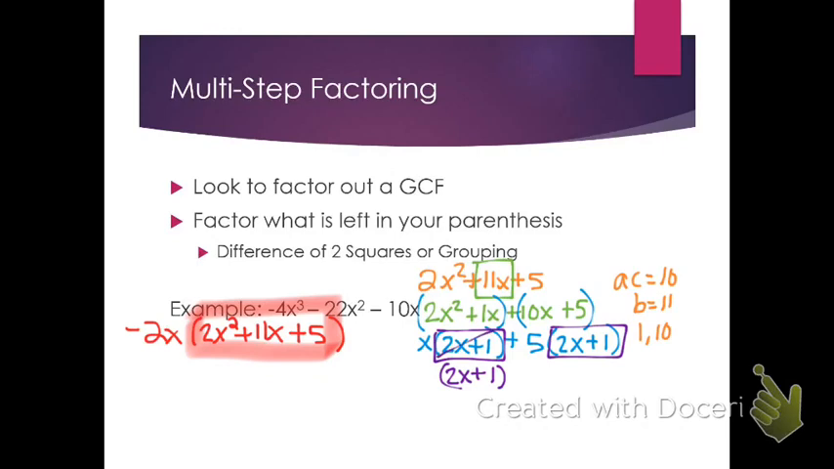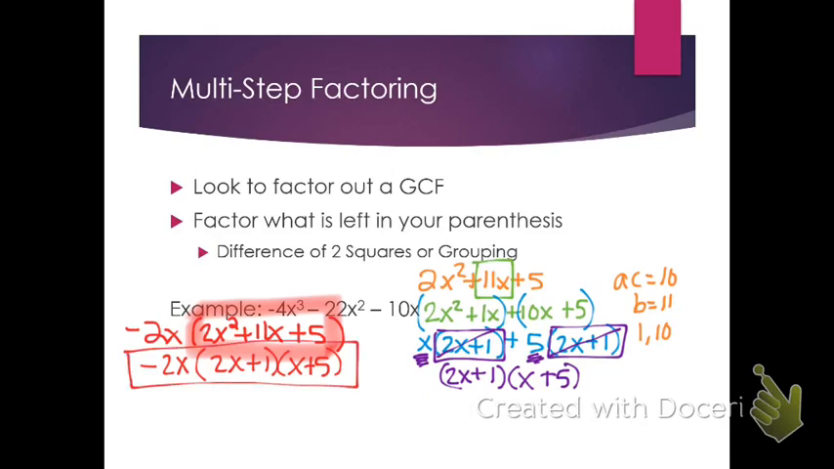When I factor out the 2x plus 1 from the first term, I have an x left over. When I factor out the 2x plus 1 from the second term, I have a plus 5 left over. So 2x squared plus 11x plus 5 factors into 2x plus 1 times x plus 5. So I'm going to replace that over here. I still have the negative 2x in front, and this should be my answer.